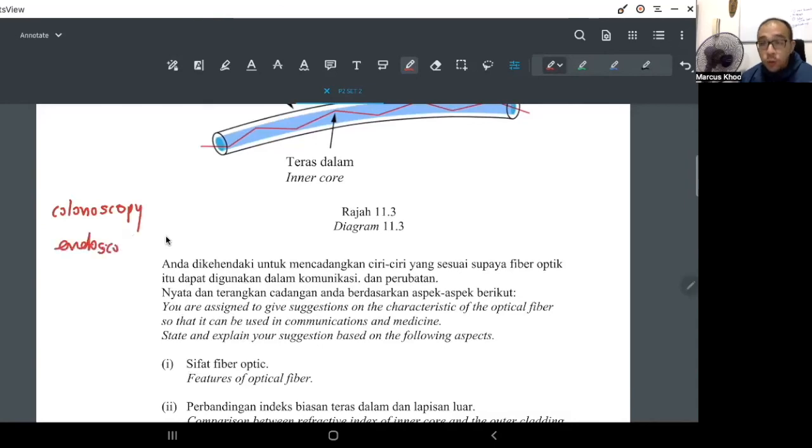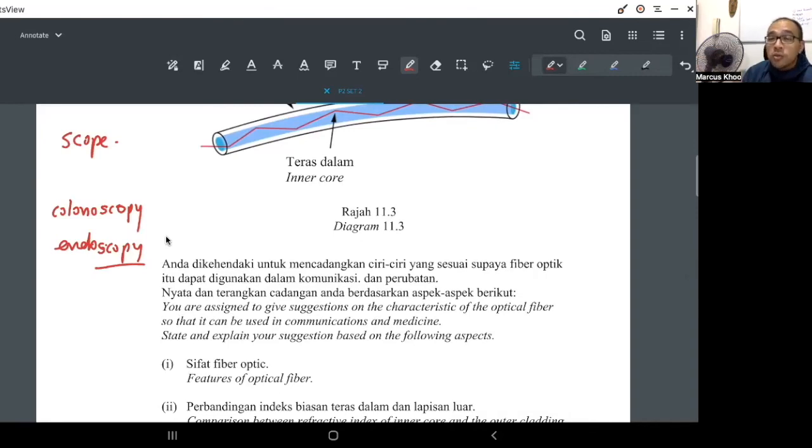Why is there the word scope? Okay, so colonoscopy is where they want to see your intestines. They take a fiber optic, it's called a scope, but it uses fiber optics. At the end of the scope, there is a camera, and the camera will send the image, picture or whatever video that you want to take, through the fiber optics so that you can see it on the screen.